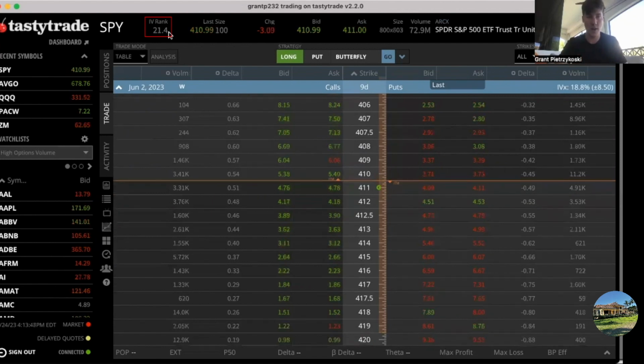So this IV rank right here tells you how volatile the stock is relative to itself. It's a percentage of the IV range over a year. It's how volatile the stock is relative to itself. So now you know the basics of trading options.